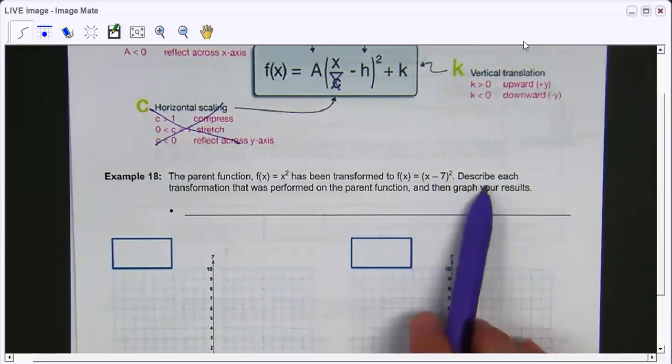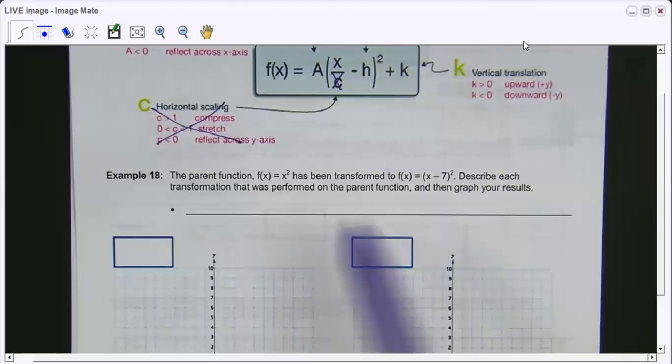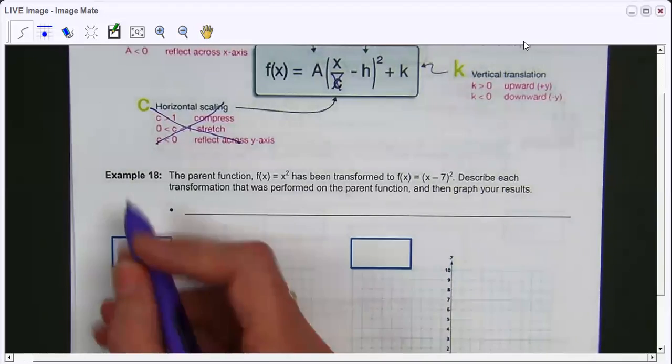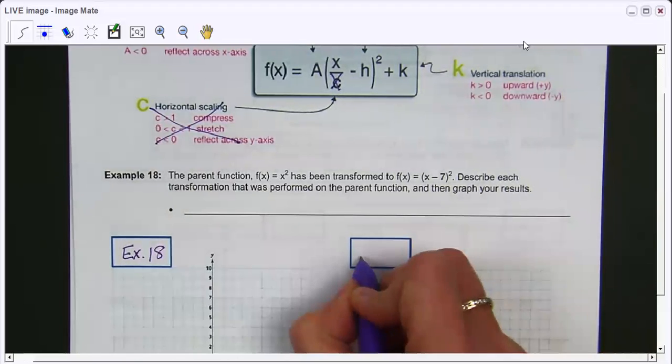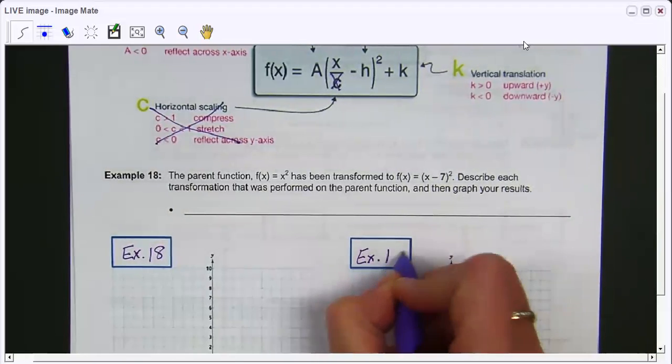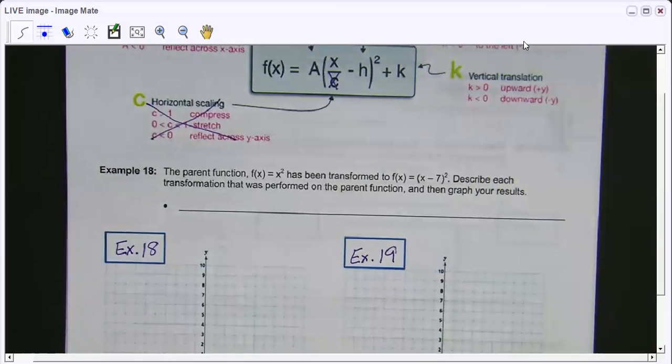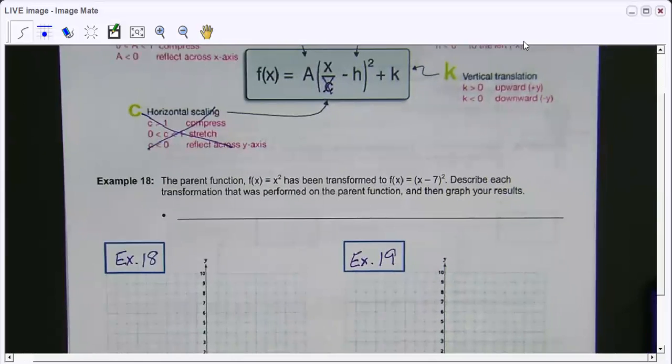Okay, I want you to describe the transformation and then graph it here. You're going to graph example 18 here, and then you're going to graph example 19 here. The first thing I want you to do with your pencil is graph the parent function. Then with one of your colored pencils, graph the transformed function. Why did we need 4 colored pencils for 2 colors? Because we're going to use the other ones on the next page.